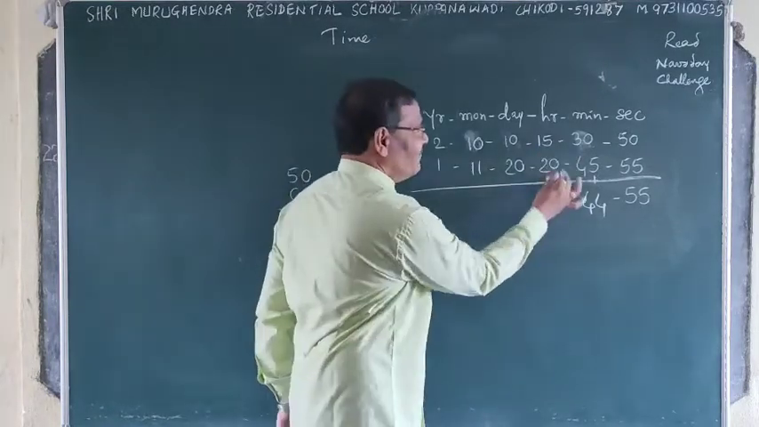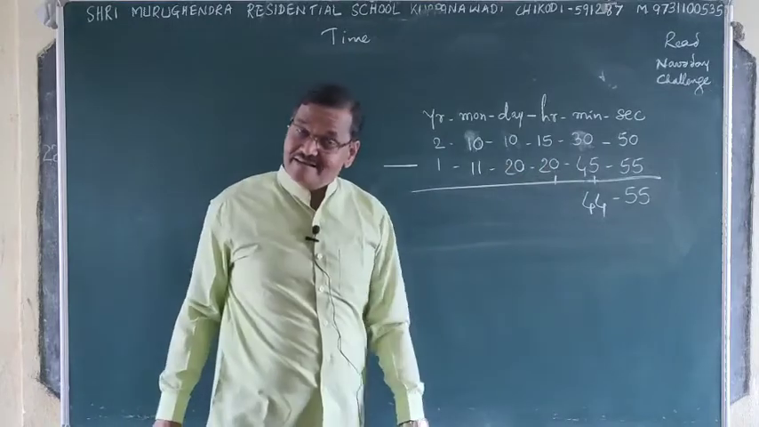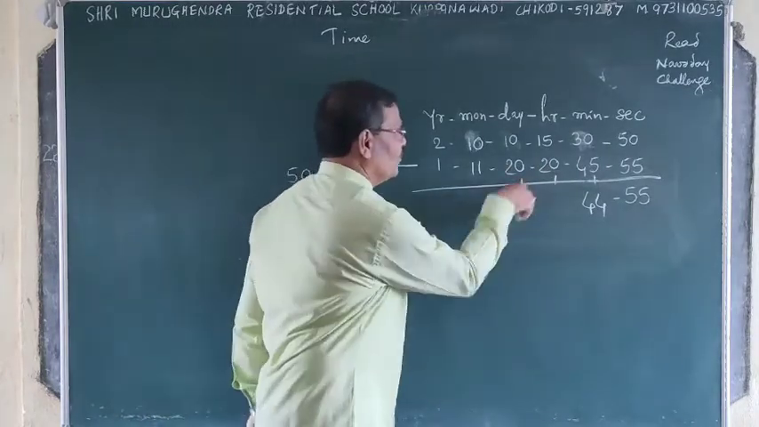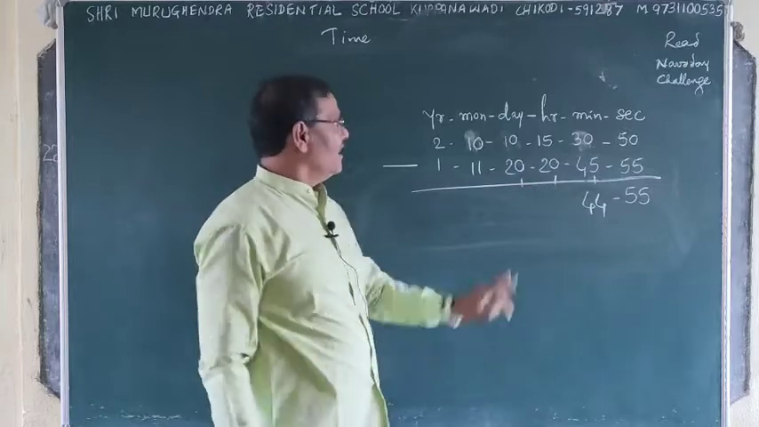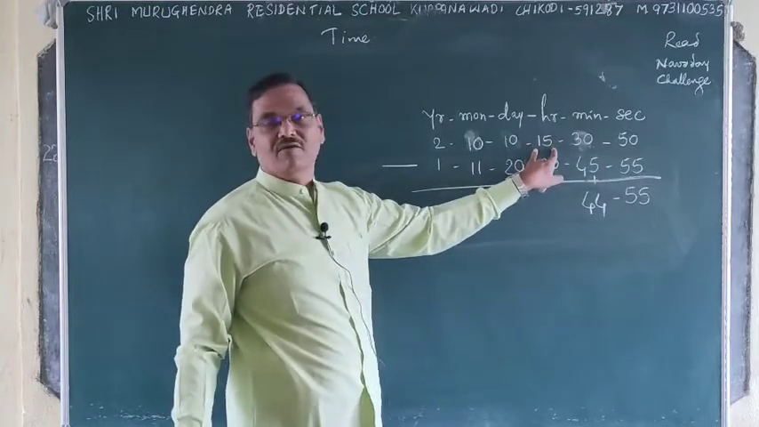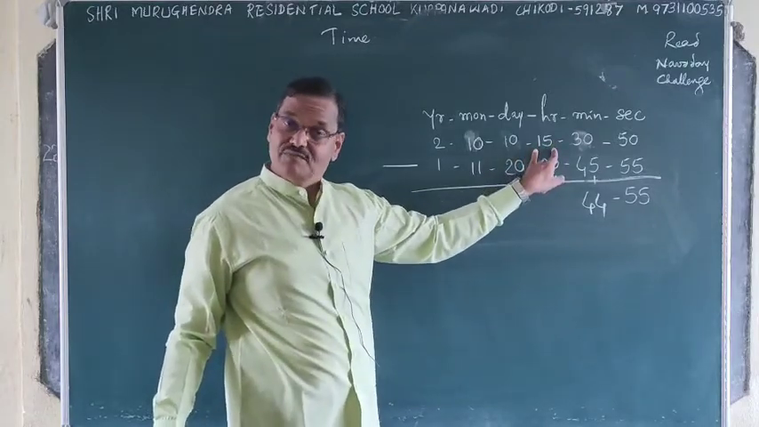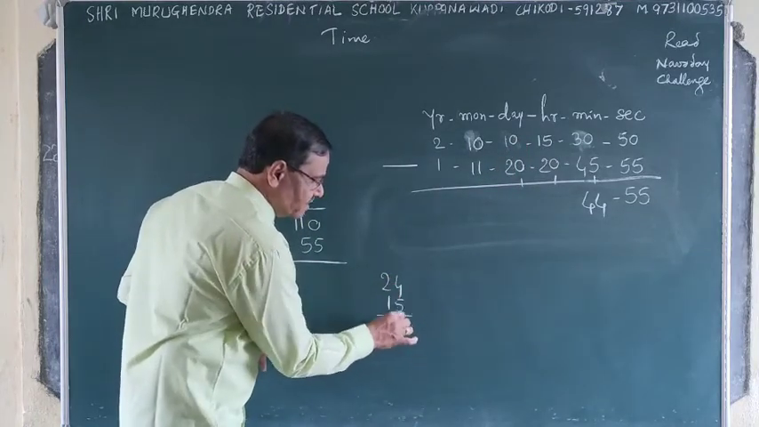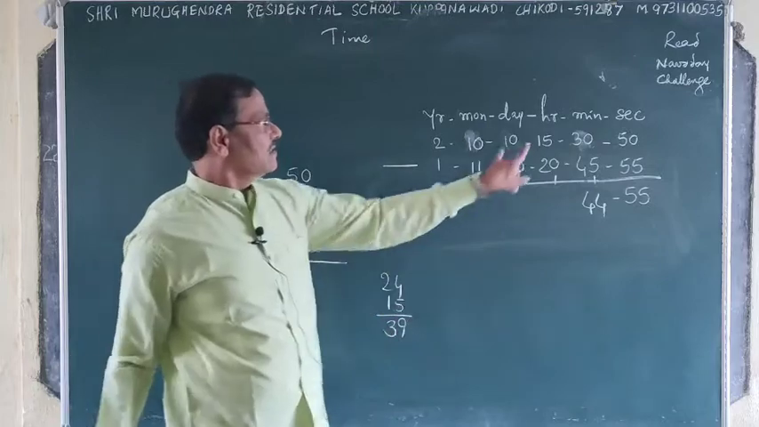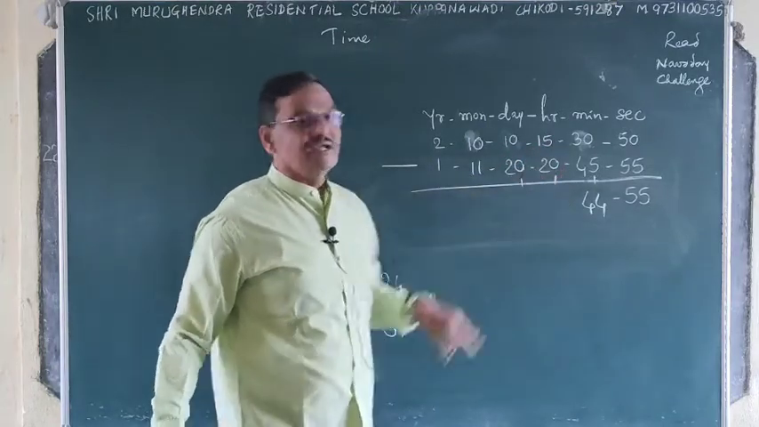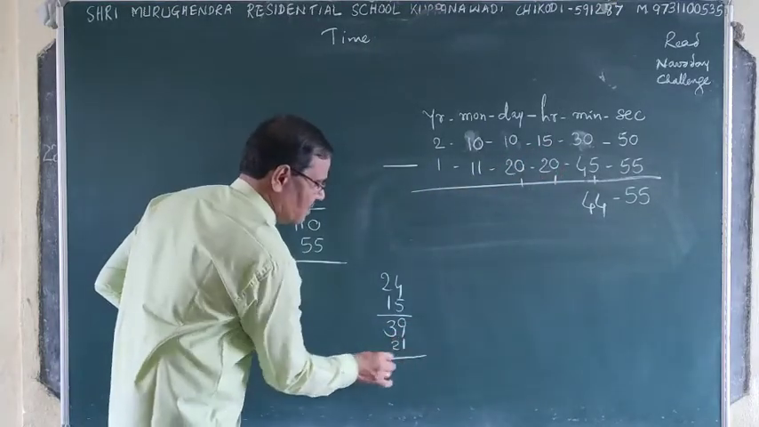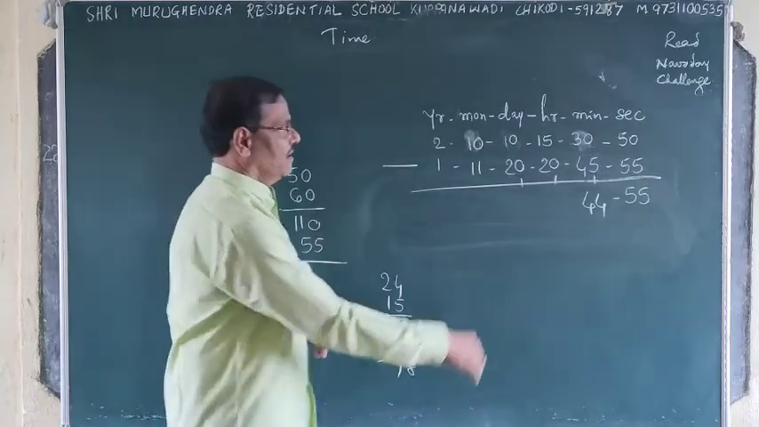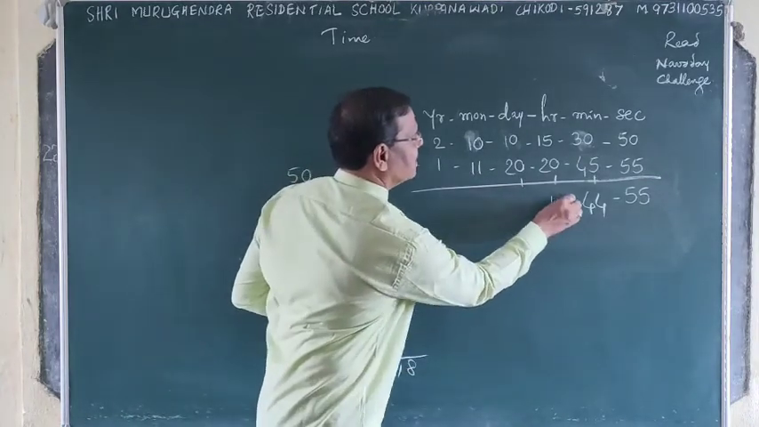Isn't it? Then 15 minus 21, is there any possibility? No. You have to take 1 day. 1 day means 24 hours. 24 hours plus 15 is 39 hours. 39 minus 21 is 18.